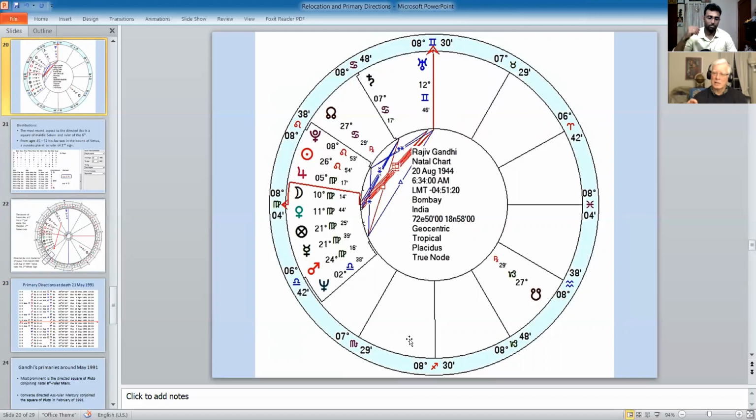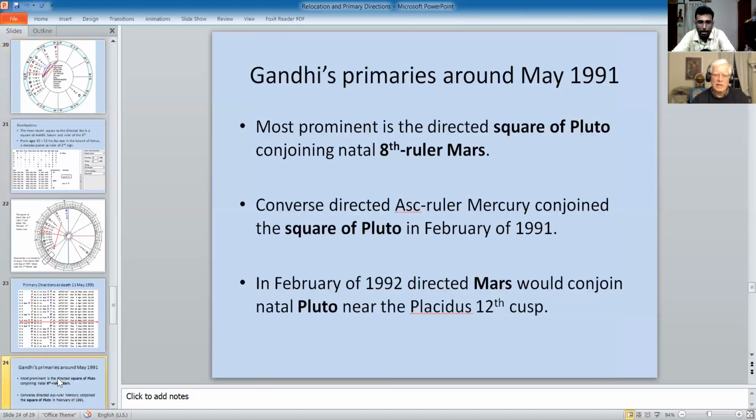And what Ptolemy said you do is you look at proportions. Mars is a certain distance from the end of the 1st house, so Ptolemy would say when the square of Pluto gets up here and is an equivalent distance from the end of the 1st house, we'll have a conjunction. I don't know if that's clear. Yeah, that's okay. Good. So let's see if we can see that.